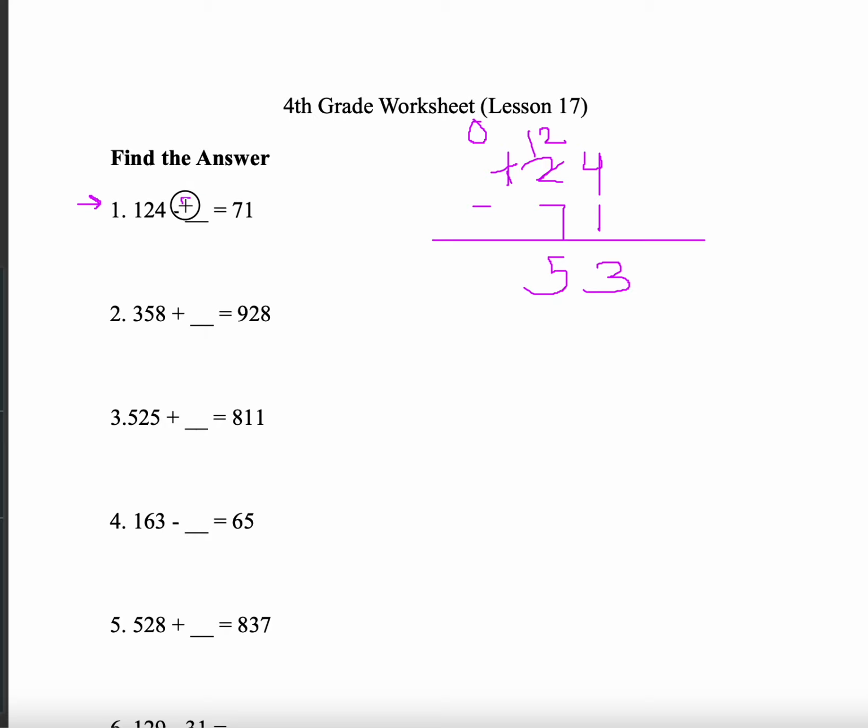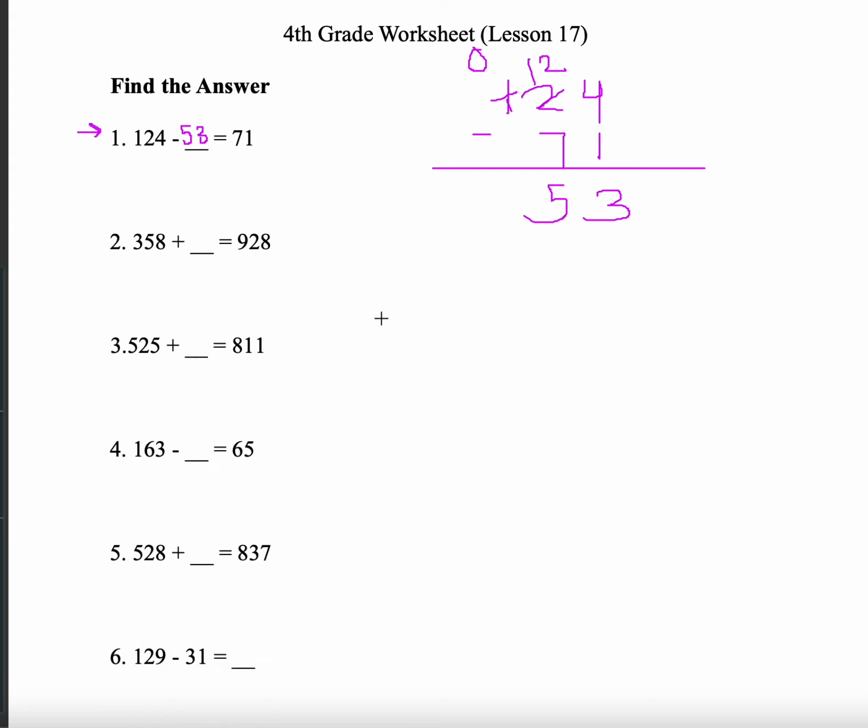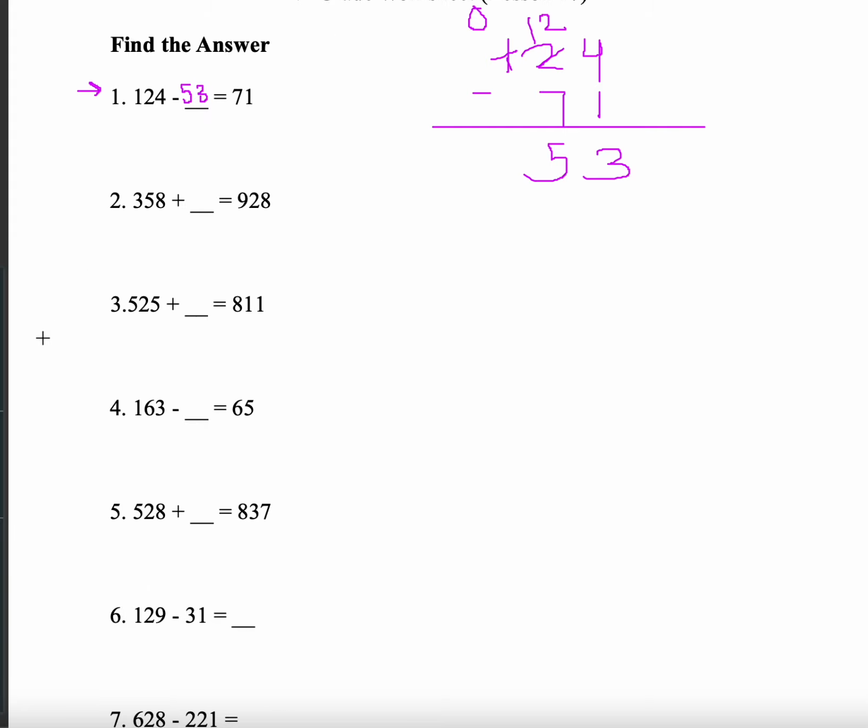So 124 minus 53 equals 71. Let's look at number 3. Number 3 is 525 plus blank equals 811. So to find the blank, we need to subtract 525 from 811.